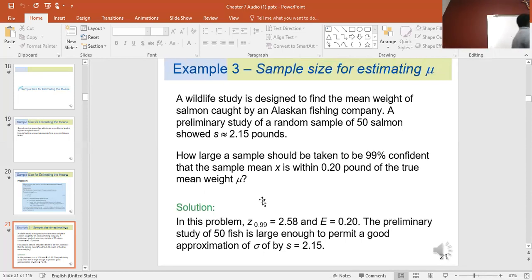To help you understand why we are getting those numbers: for 99%, Z alpha over 2 is 2.58. For 95%, it is 1.96. For 90%, it is 1.645. Does anybody have an answer? It is 769.2. If we assume that in Alaska they don't catch partial fish when they are selling, then we will buy 770.